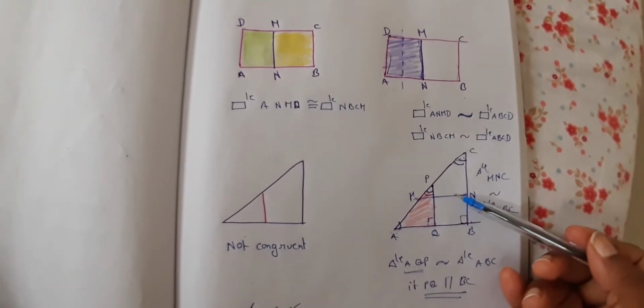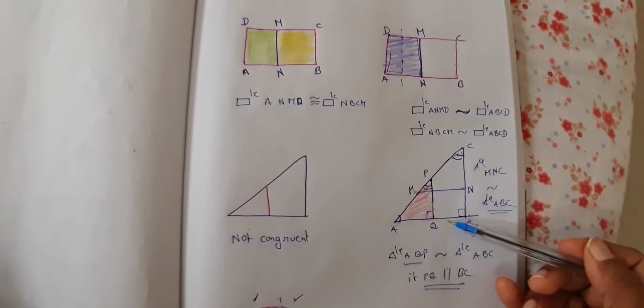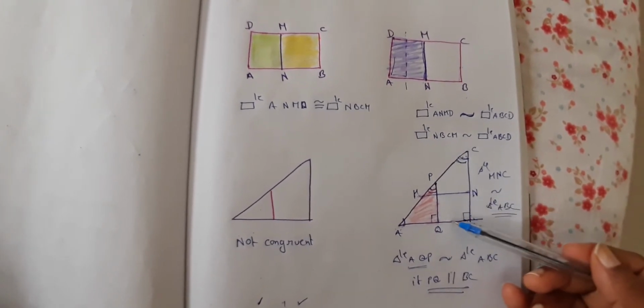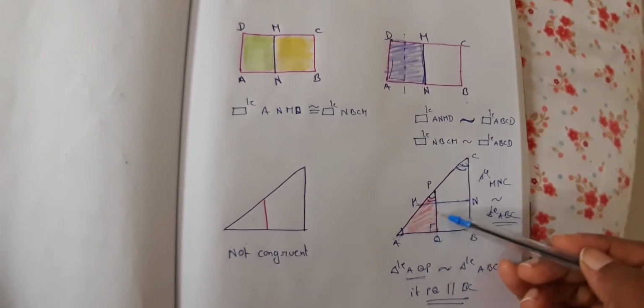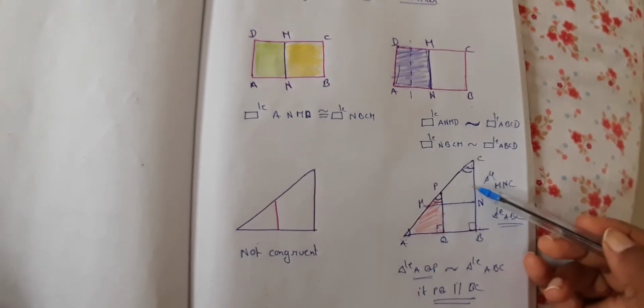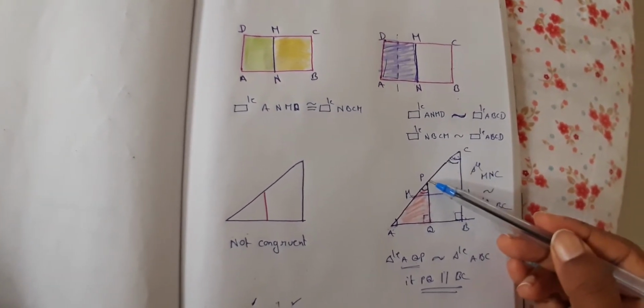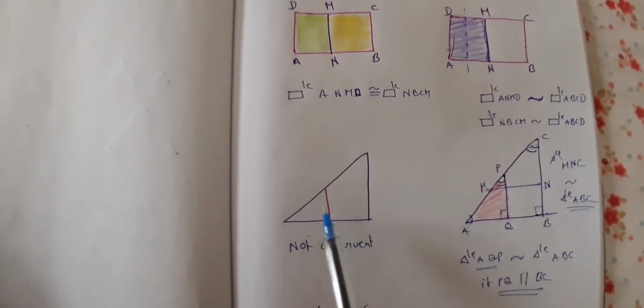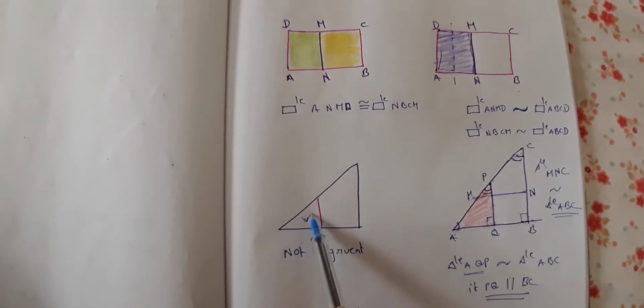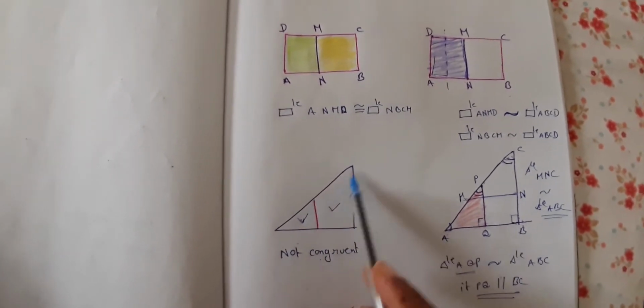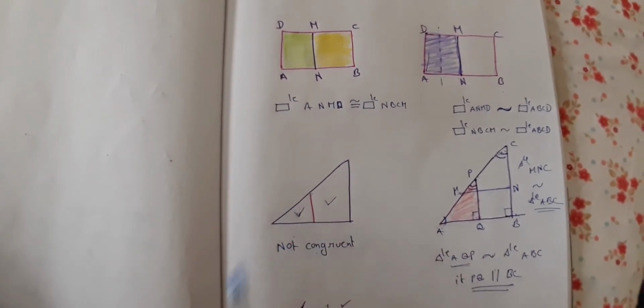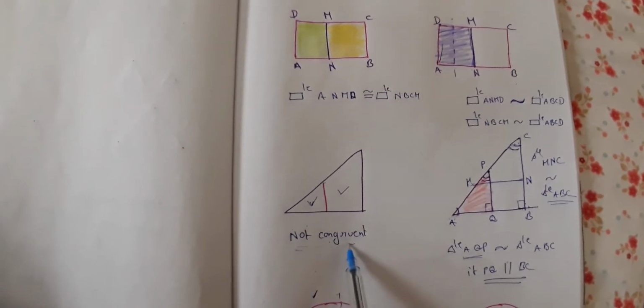So what is the condition? This line should be parallel to this. Suppose I draw a line parallel to this also, like this. The triangle I am getting here is similar to the bigger triangle. Right, now coming to congruency. See, here these two can't be congruent, isn't it? This is a trapezium, this is a triangle. So it is not congruent.